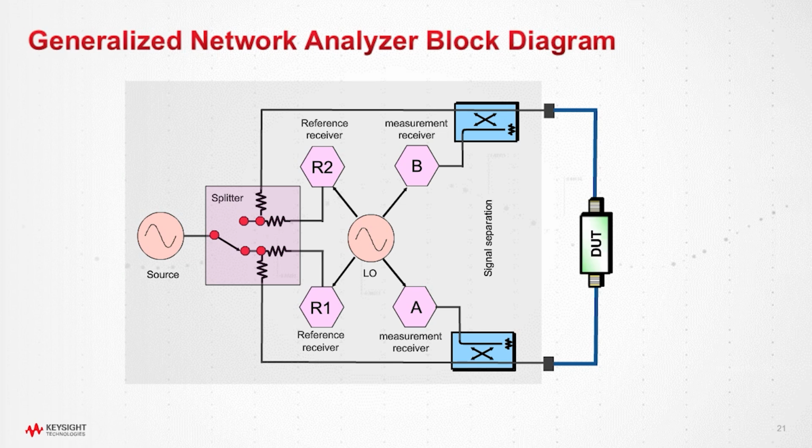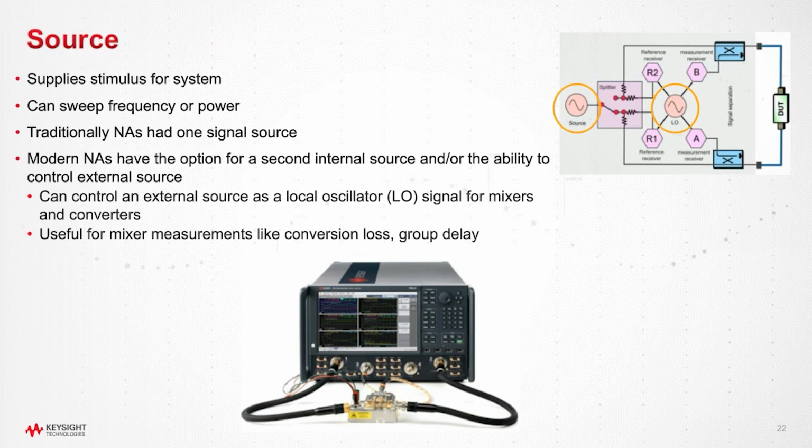And from this diagram, we can see that network analyzers make ratioed measurements. The reference receiver samples what's going into the DUT, and then the measurement receiver samples what's coming from the DUT. And so by comparing what's going into the DUT to what's coming from the DUT, we understand how the DUT's operating. Let's start by looking at the source.